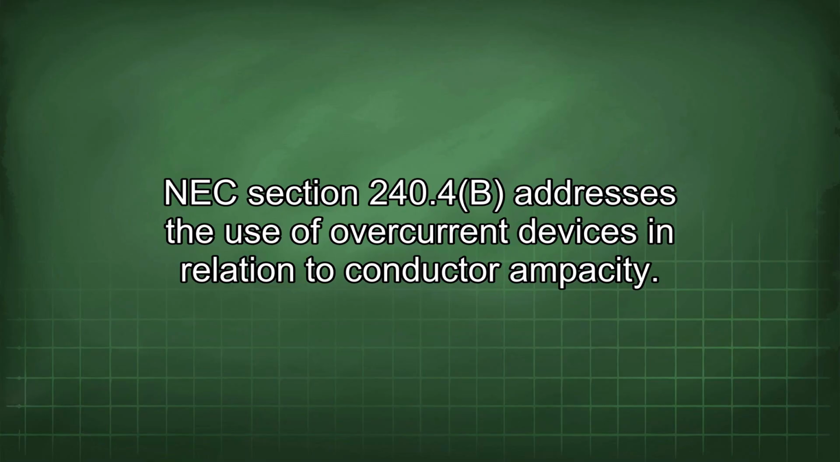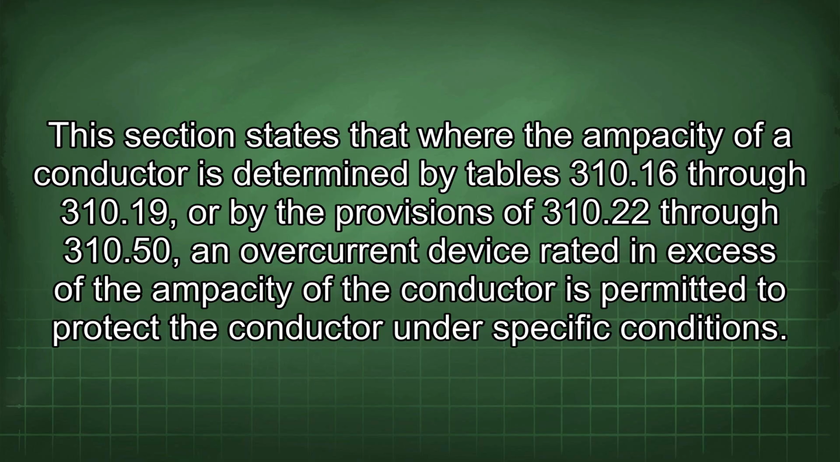NEC section 240.4(B) addresses the use of overcurrent devices in relation to conductor ampacity. This section states that where the ampacity of a conductor is determined by Tables 310.16 through 310.19, or by the provisions of 310.22 through 310.50, an overcurrent device rated in excess of the ampacity of the conductor is permitted to protect the conductor under specific conditions.